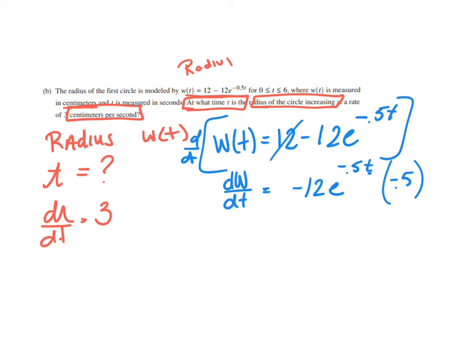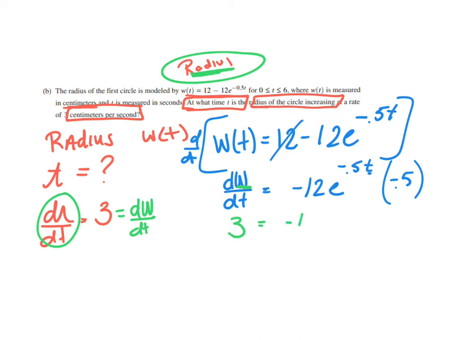I feel like my variable here might be misleading. W of t stood for the radius. And so I used r here, but I didn't use r here. So this dr dt is equivalent to my dw dt because w represents the radius. So I can plug in 3 here. Negative 12 e to the negative 0.5t times negative 0.5.